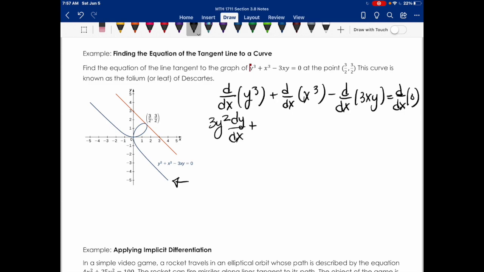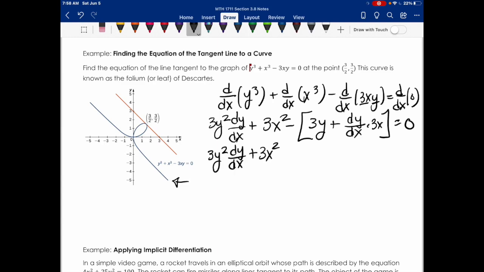Then plus, I'm going to take the derivative of x to the third, which is 3x squared. Now I'm going to do minus. We have two functions here. We have 3x and then we have y. So I'm going to take the derivative of 3x, which is 3, times y, plus the derivative of y, which is 1, times dy/dx, because of the chain rule, and then times the 3x. And then when I take the derivative of 0, it's just 0.